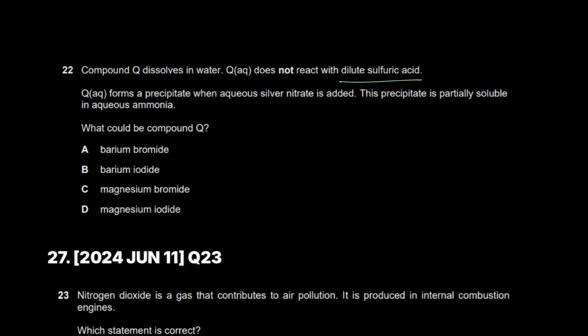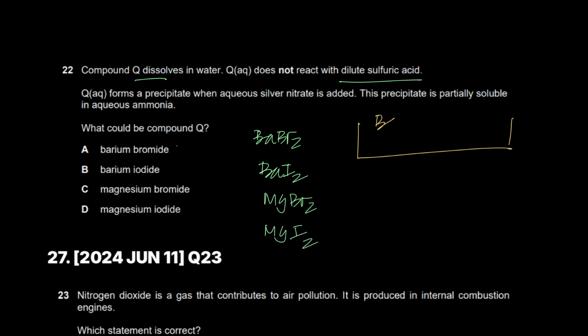Very interesting question. Understand that if I have compound Q, these are my options. He's saying that it dissolves in water, so barium bromide, barium iodide, magnesium bromide and magnesium iodide. The way I like to solve such questions is to dissolve them into ions. So these are my ions, Ba2+ and Br-.